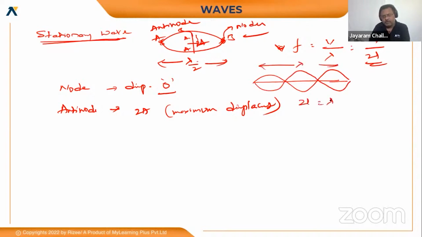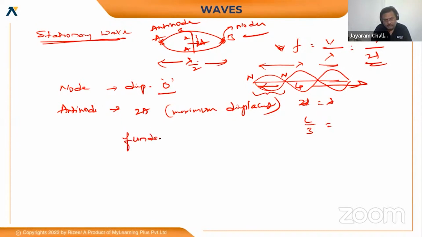2L is equal to lambda, that is the meaning here. But now 3 loops are formed, so the total length is divided into 3 equal parts. That is, L by 3 is equal to the distance between nodes. Okay, so in the total length, each one is going to be L by 3. Based on this, they derived the fundamental frequency.